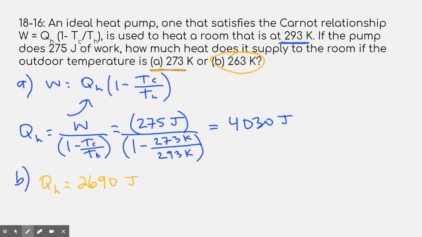So when the same amount of work is being done, then you would expect this result to have happened: the room that's already a little bit warmer will have an easier time heating up than when the outdoor temperature is a little bit cooler. Sorry, I just said that backwards, but I hope that made sense.